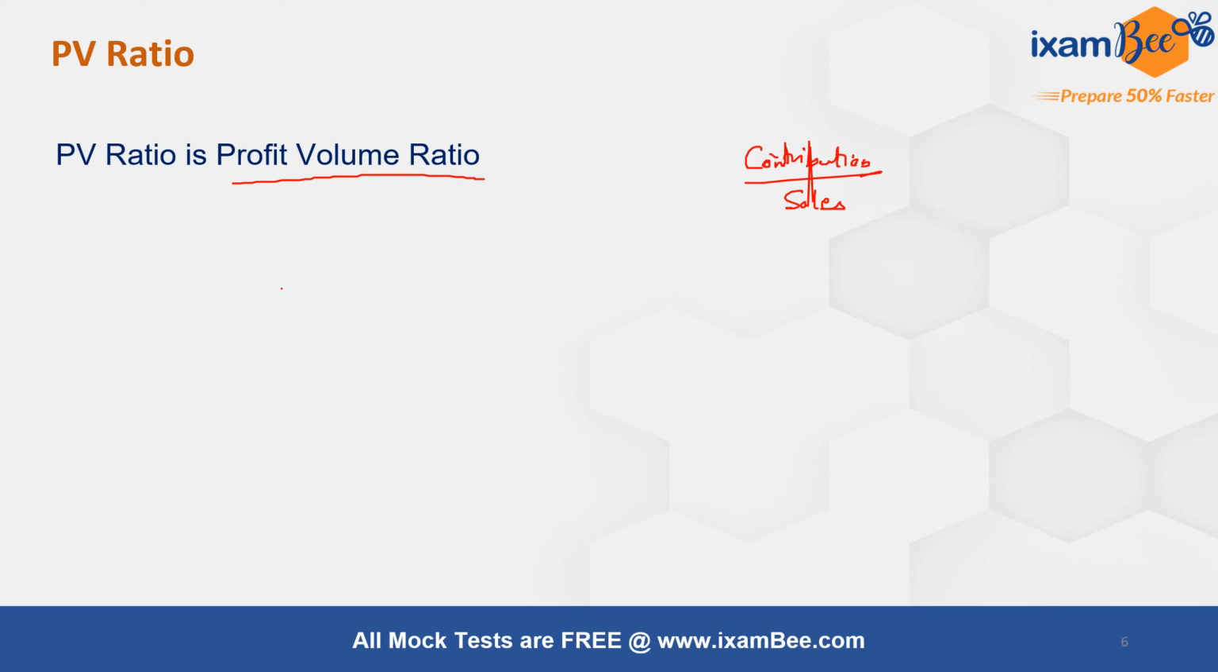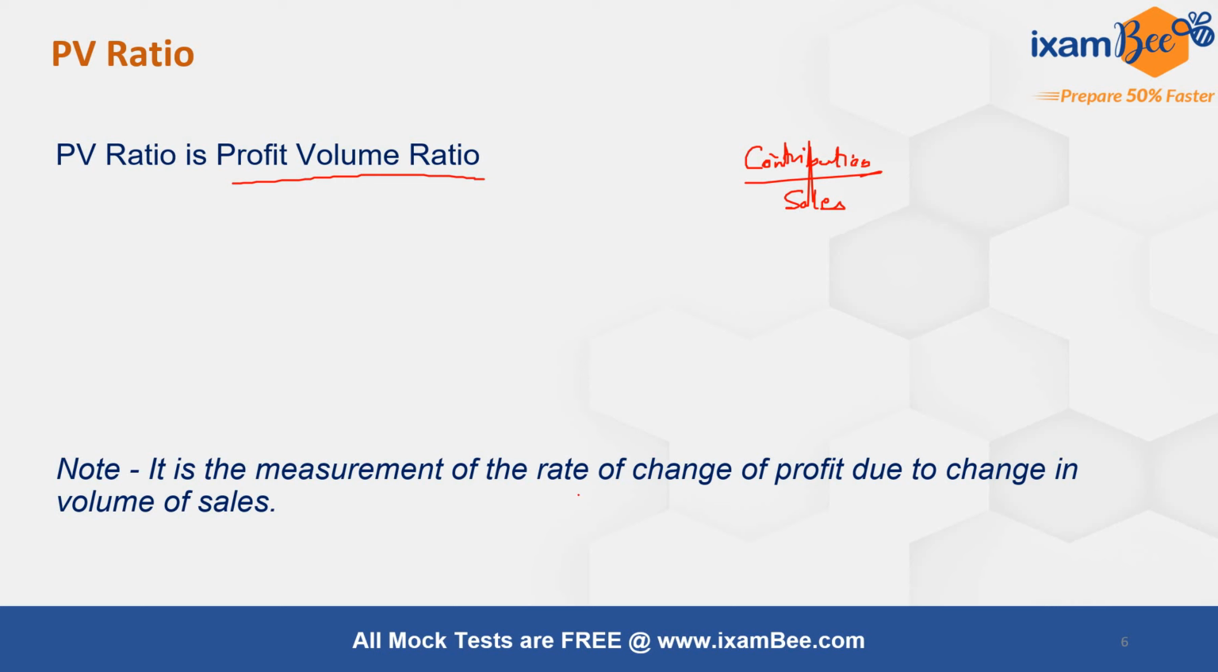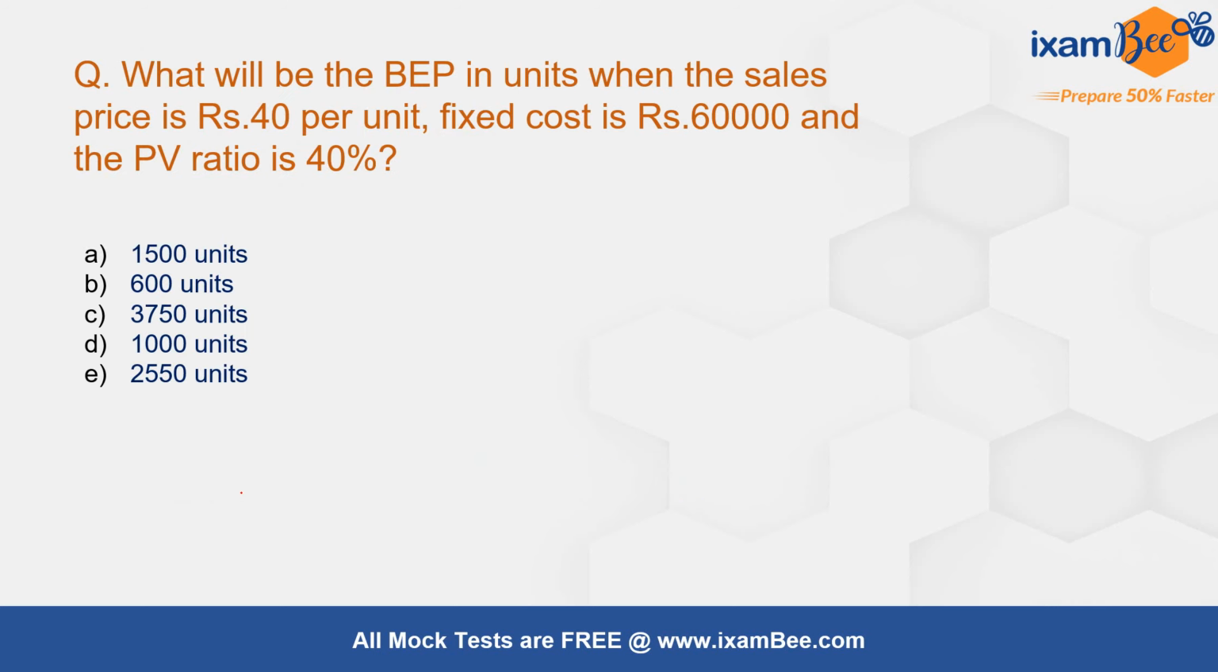Given this fact, PV ratio is very important, because it also gives a measure of the rate of change in my profit due to change in my volume of sales, and that is why we refer to it as profit volume ratio and not really contribution by sales. However, we can also call it contribution by sales ratio, but the more commonly used terminology is profit volume ratio, where you are measuring the change in profitability to the change in volume of sales, and that is why it is very important in understanding. Now let us try to solve numericals based on this understanding.